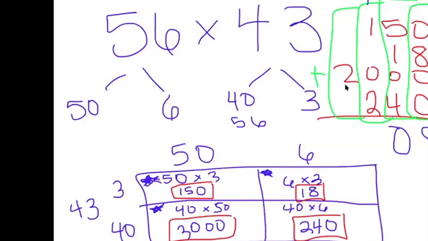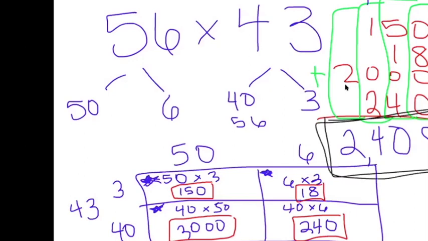Now my hundreds place, I have 100 plus 100 plus 0 hundreds plus 200. So how many hundreds do I have total? 4 hundreds. Good job. And finally, in my thousands place, what am I left with? 2,000. Good job. So my final answer is 2,408. And this is what we got from this problem up here, 56 times 43.